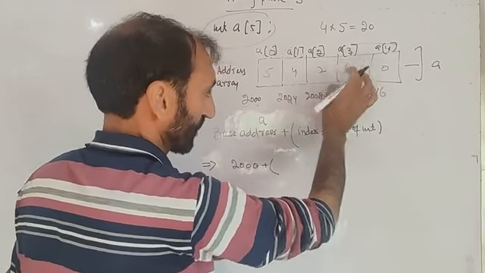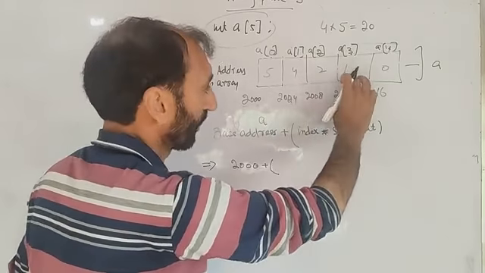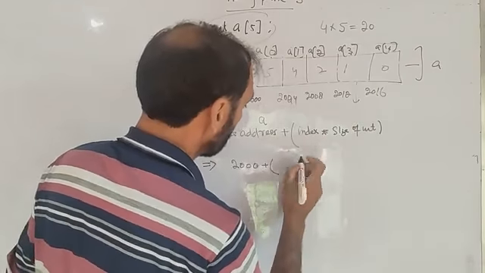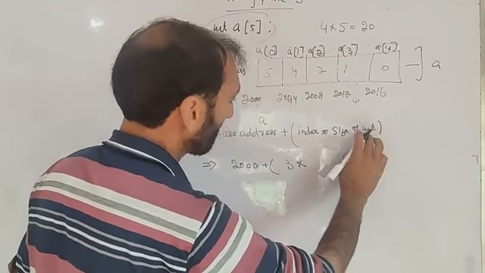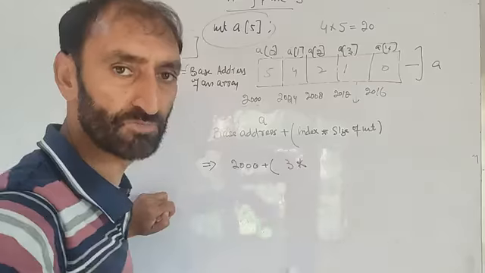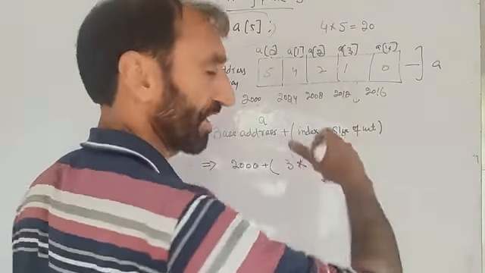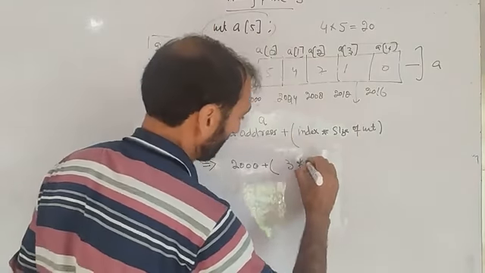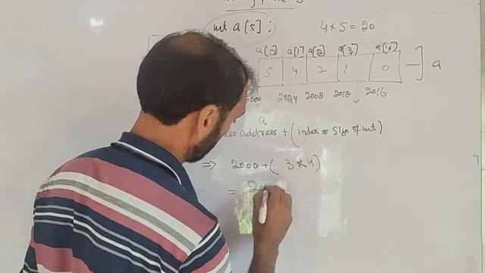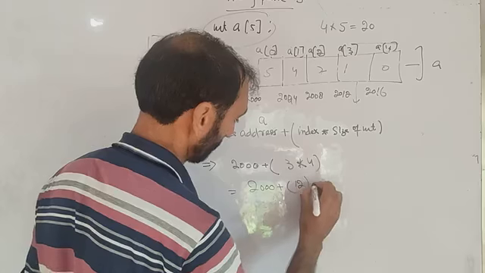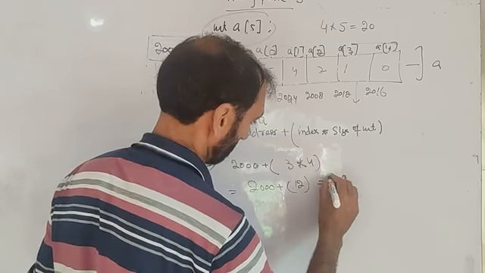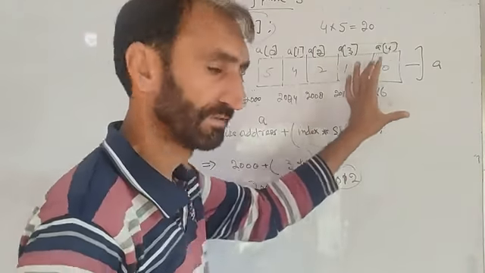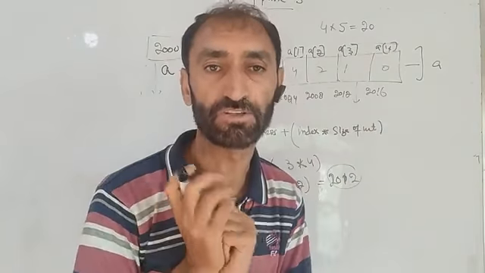I want to access this location, so the location index is 3. Index 3 into size of int. What is the size of int? 4 bytes. Now, some machines give 2 bytes, some give 4 bytes; here we consider a machine which allocates 4 bytes of memory to an integer. So the calculation is 2000 plus 12, which gives 2012. This is a way by which we can calculate the addresses of elements in an array.